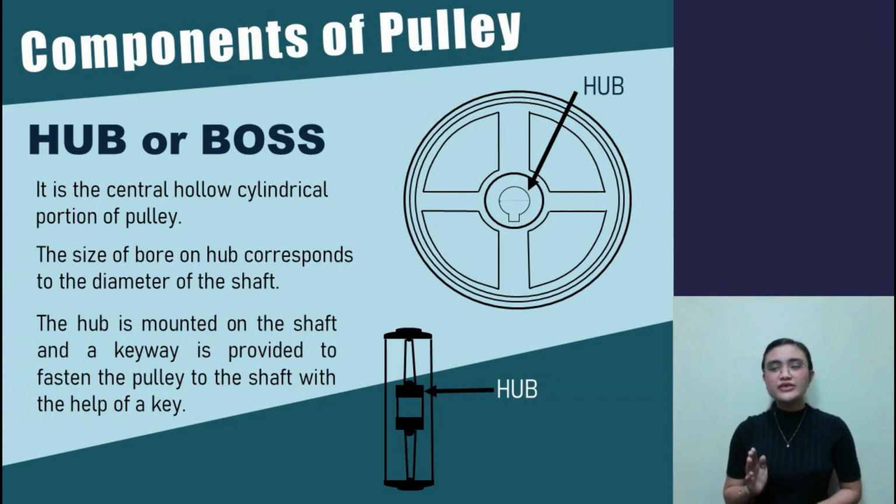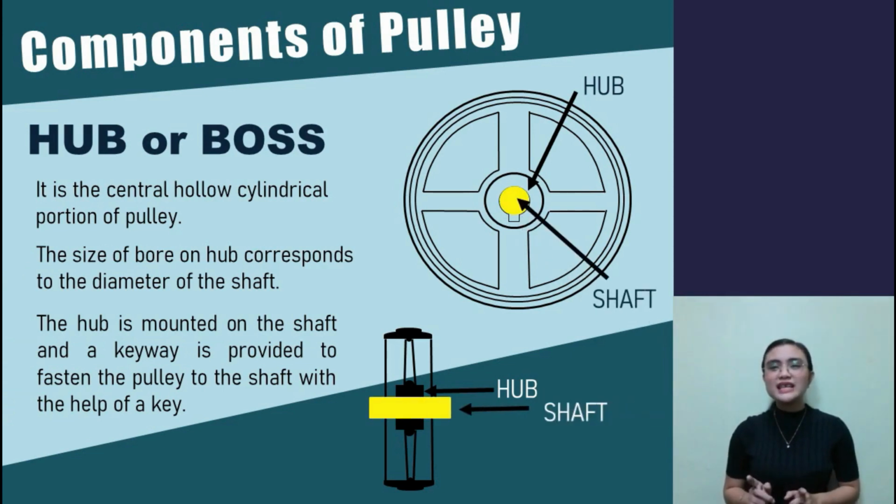So the shaft is inserted in the bore. That's why the bore corresponds to the diameter of the shaft. As you can see, there is a rectangular part here. This is known as the keyway, where the key is inserted to fasten the pulley and the shaft.